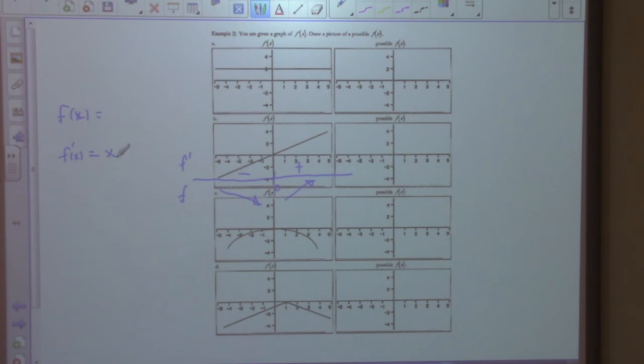This is x to what power? 0, 1. X to 1. So what does this have to be? X to what power here? 0 or 2. No. Which one does it have to be? It's one of those. Which one is it? It'll be 2. So it's going to be x squared, right?